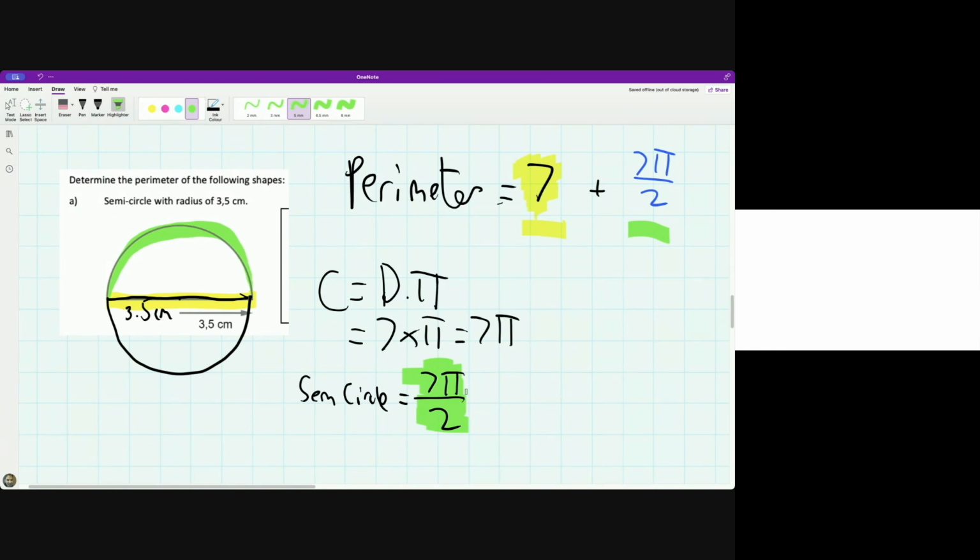Okay, now to get the full perimeter of the shape, remember the perimeter, this bit doesn't exist. The perimeter is the outside of the shape. So it's this and that. So I'm going to add on my calculator 7 plus shift pi times 7 divided by 2, and I'm still getting 17.995, which is 18. Can you give me a thumbs up if that now makes sense to you?